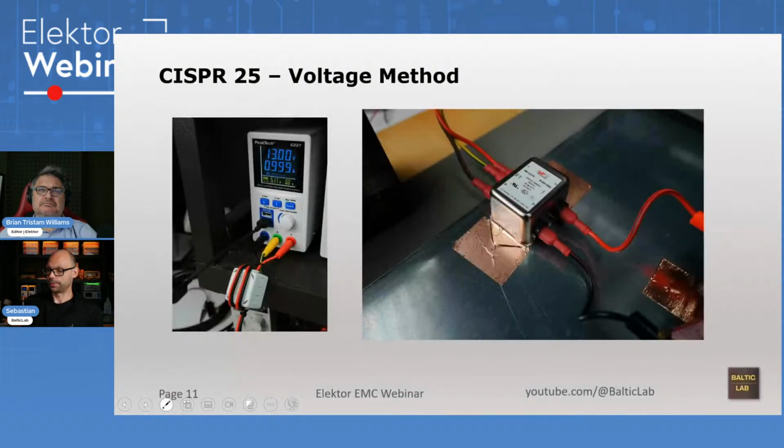I don't have a measurement for that. I think that comes later. Yes, so whether or not this actually meets the threshold of 6 dB below the limits, we'll see later on.